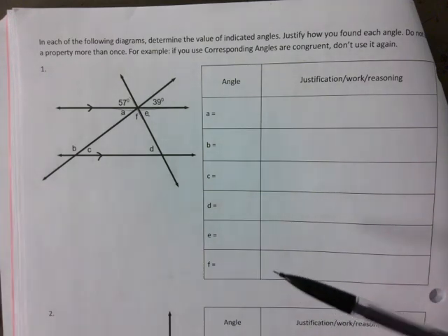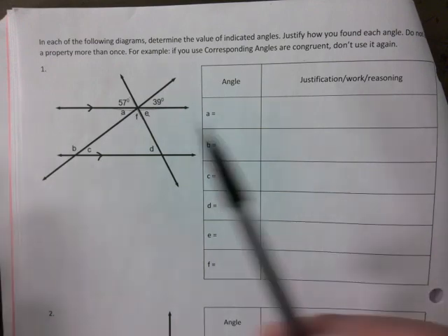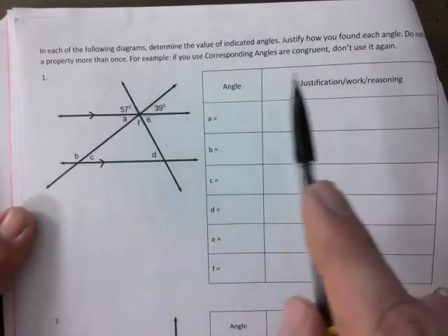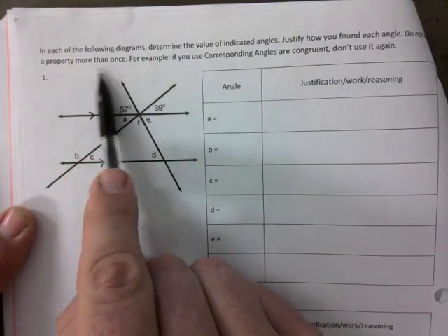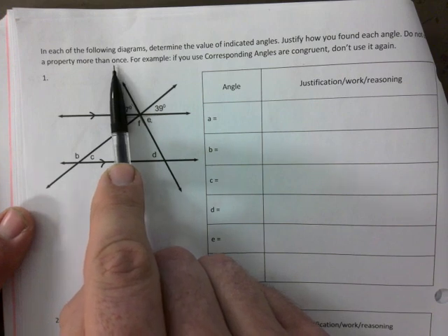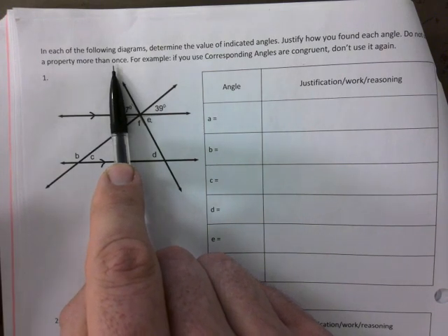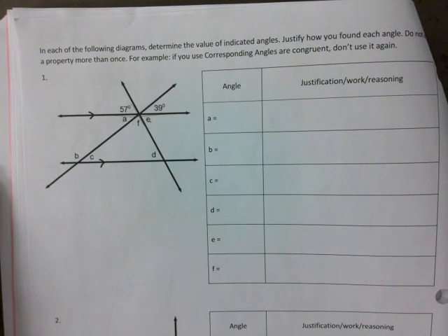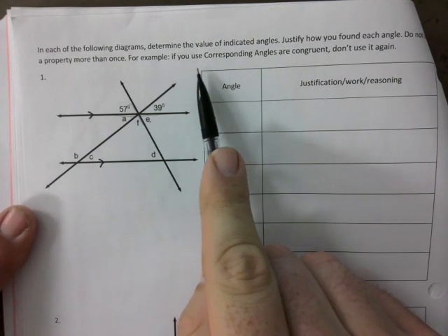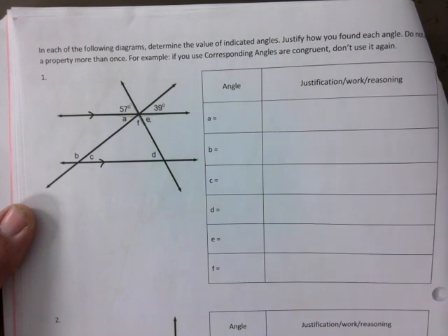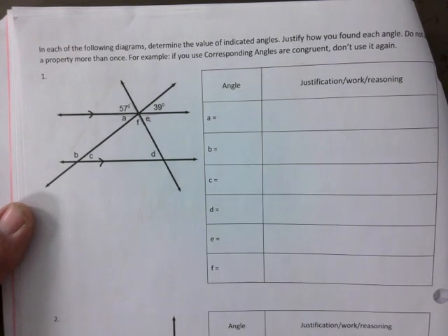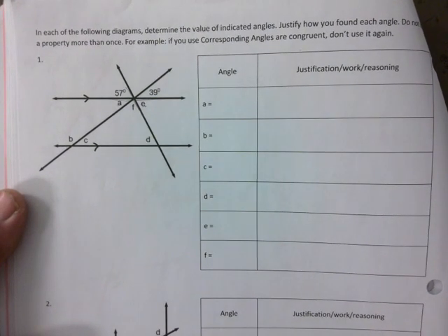Okay. So let's look at this diagram. Each of the following: determine the value of the indicated angles, justify how you found it. You know how it says do not use each property more than once. For now, let's take it easy on that. If you want to use the same property more than once, I'm okay with it. But I want you to expand your horizon, right? Like to push yourself to use other ones. For example, if you're using corresponding angles that are congruent, don't use it again. Try something else. But you know what? We're still in the early learning stages, so I'm okay with you using the same one again. Okay, so here we go.